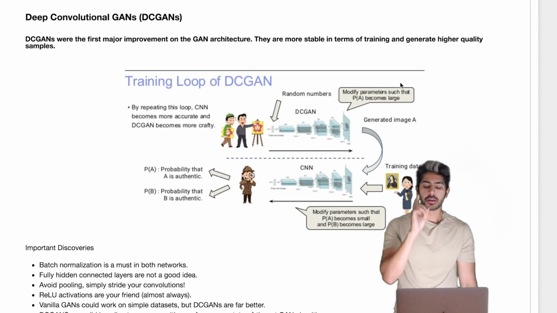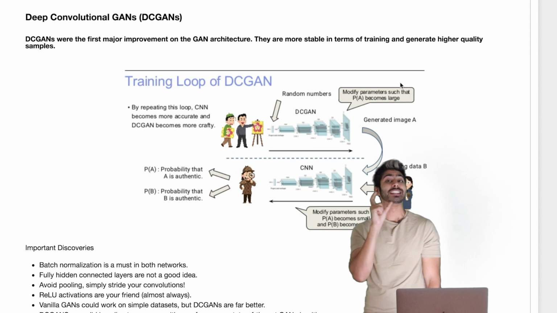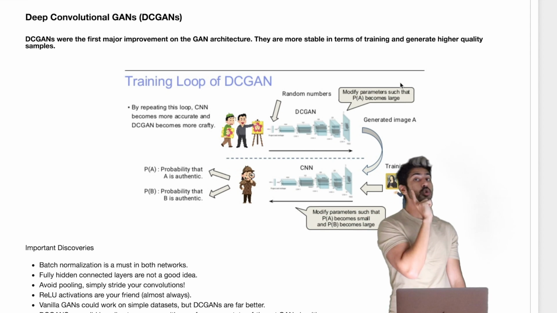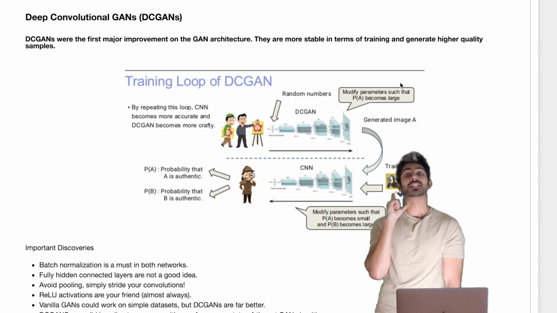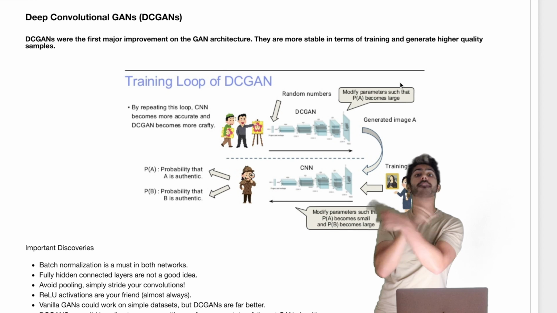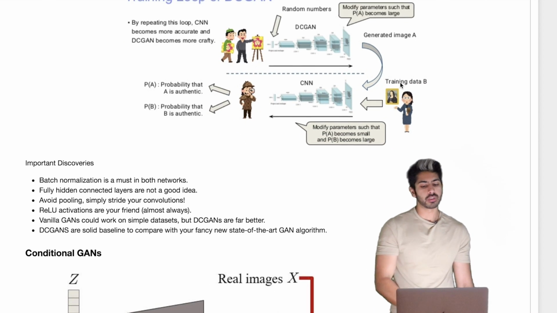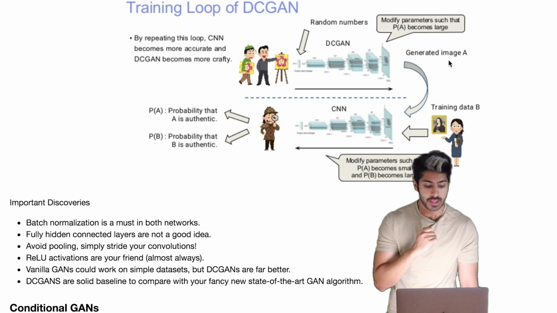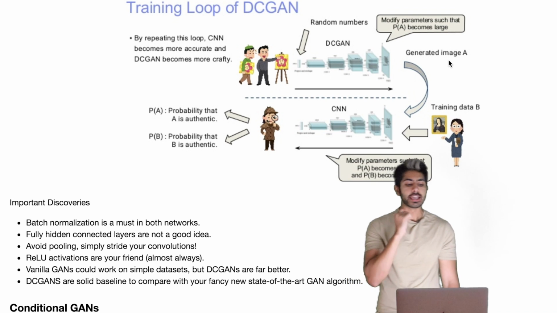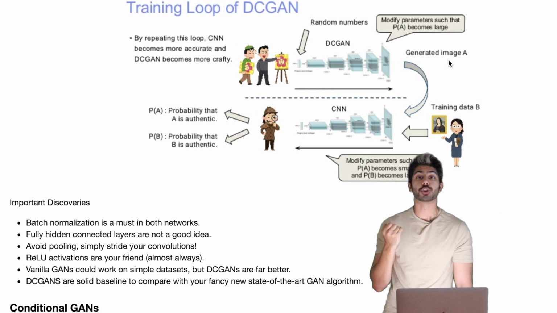And so the main difference here is that instead of using feed-forward networks as both the generator and the discriminator, they used a convolutional network as the generator and a deconvolutional network as the discriminator. So that's just a convolutional network flipped. And what happened is they made a few important discoveries. One important discovery was batch normalization is a must for both networks. Fully connected hidden layers, not a good idea. Avoid pooling, simply stride your convolutions.